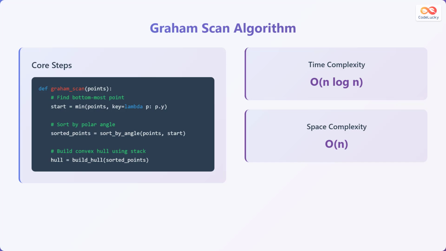The Graham scan algorithm has a time complexity of O(n log n), reflecting its efficiency in handling large datasets, and a space complexity of O(n), indicating it scales linearly with the input size.